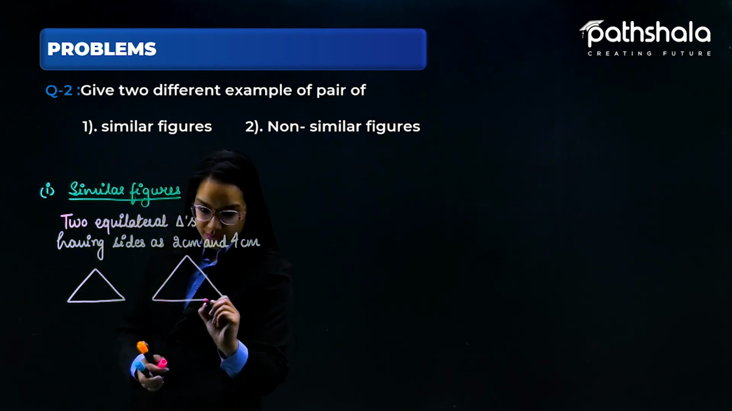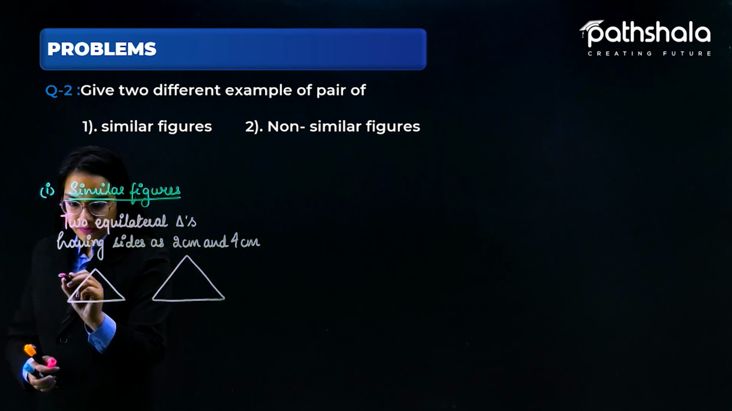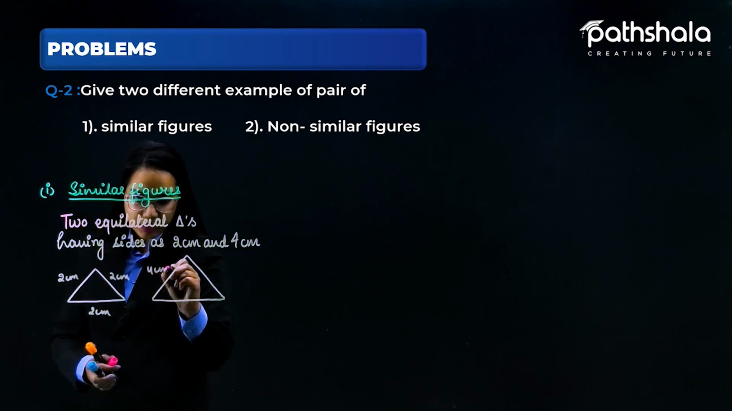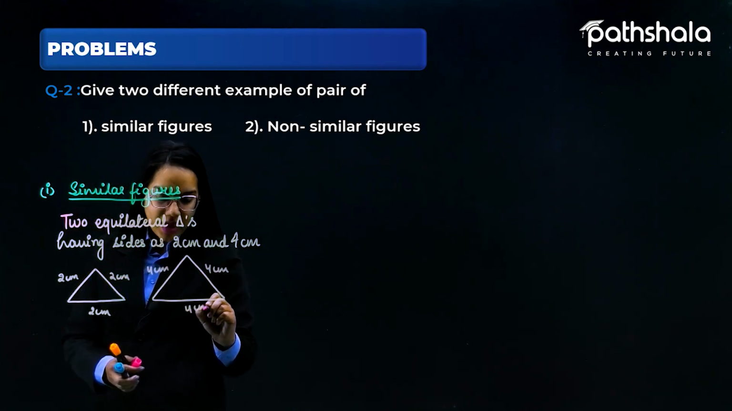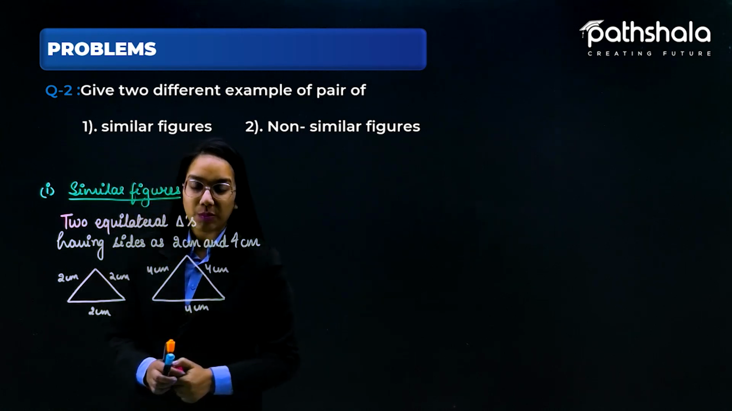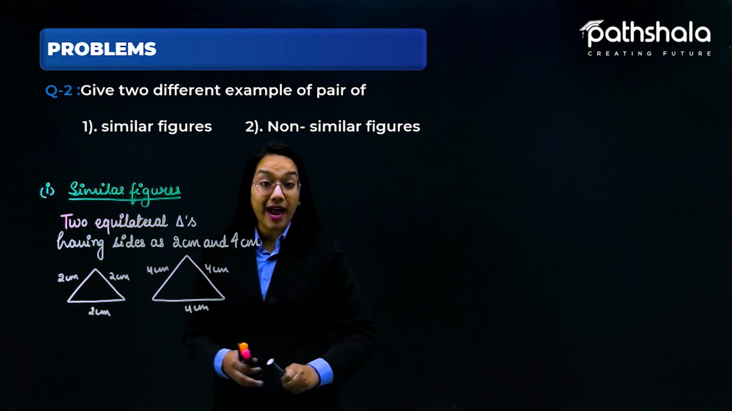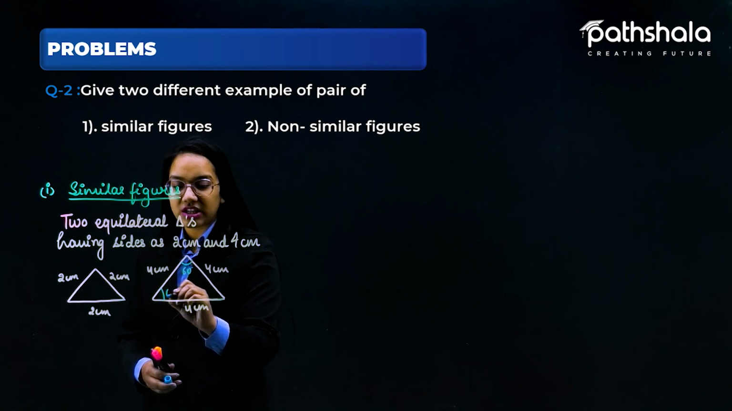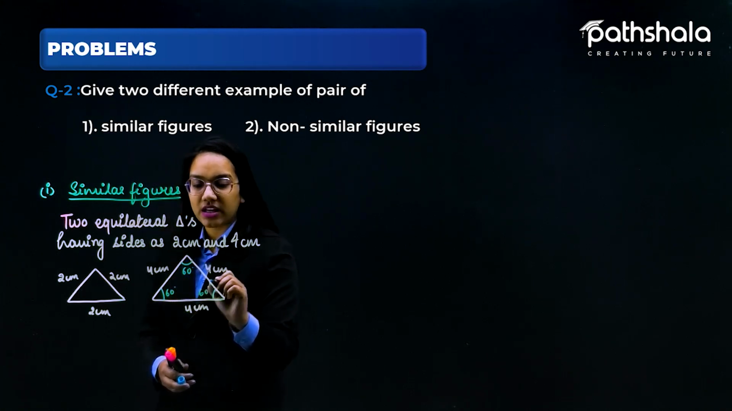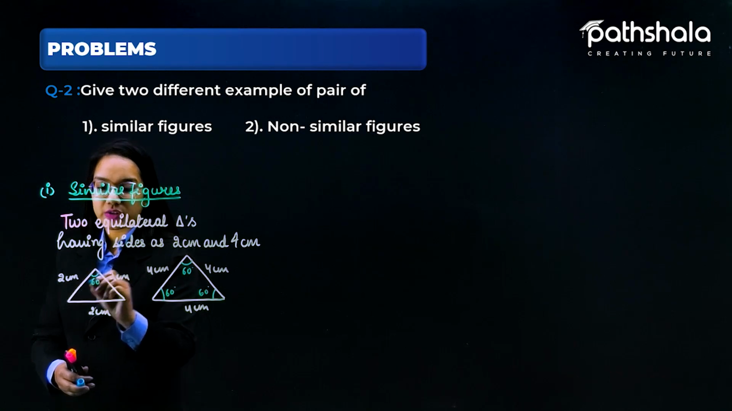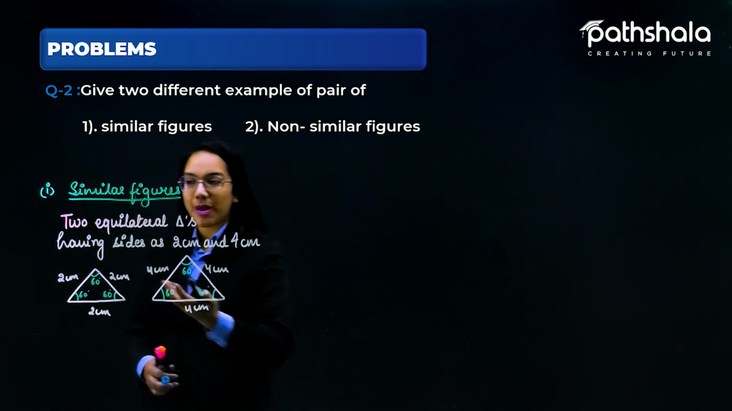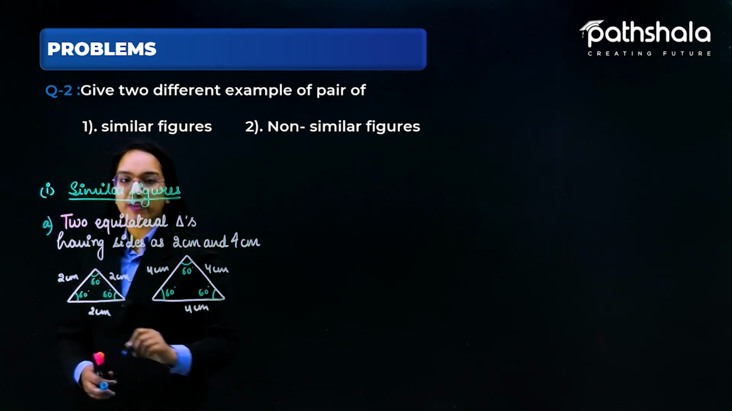They are similar to each other because as you can see we have 2 centimeter, 2 centimeter, 2 centimeter, and 4 centimeter, 4 centimeter, 4 centimeter. These are equilateral triangles, so all of them have equal angles, because in an equilateral triangle each angle is 60 degrees. So all the angles are 60, and the ratio of their corresponding sides is definitely similar. Hence this is my very first example of similar figures.